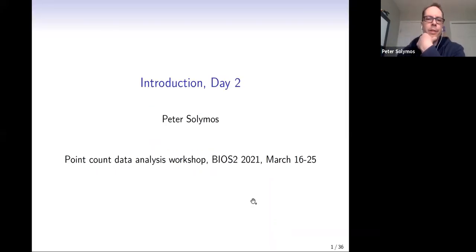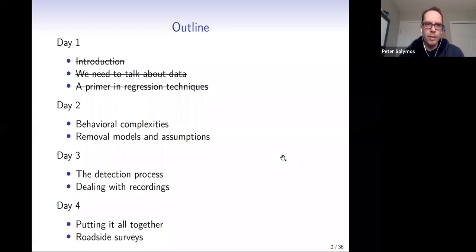So we begin with a bit of introduction again, slides, me talking, and then before the break, we are going to jump into some fun simulation programming so that we get familiar with the tool that we are going to use moving forwards. So we covered how to deal with data wrangling, did some regression, and now on day 2, behavior and removal models and assumptions.